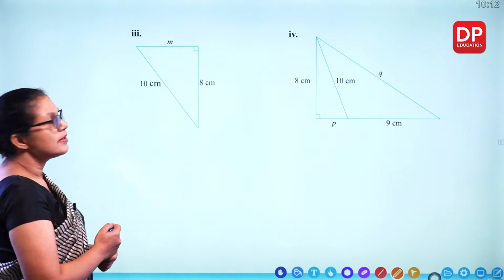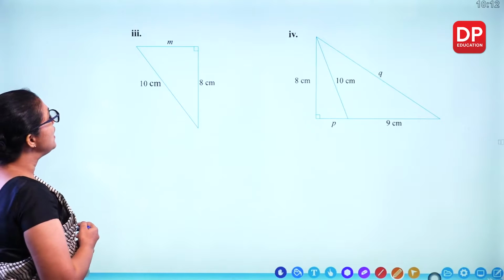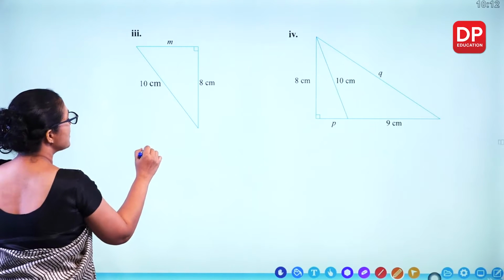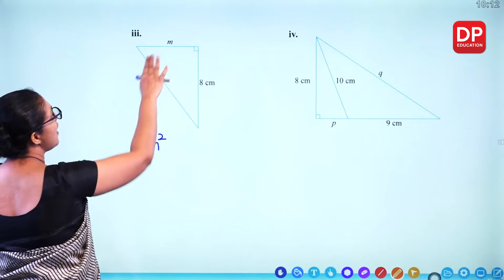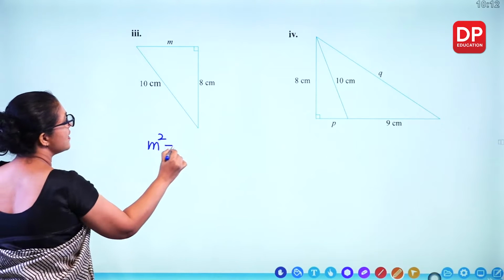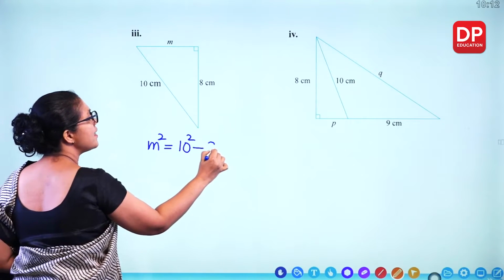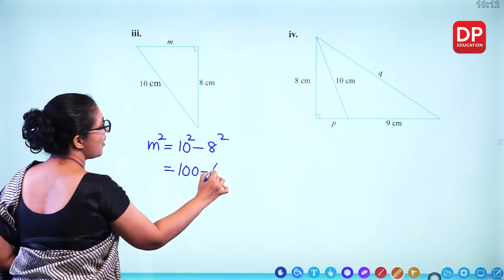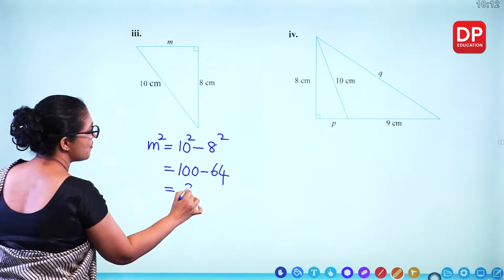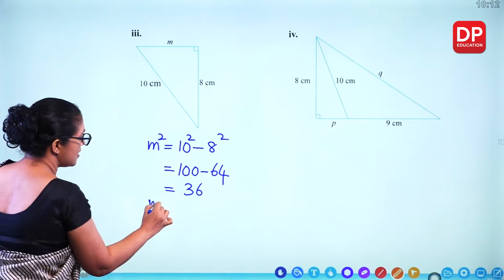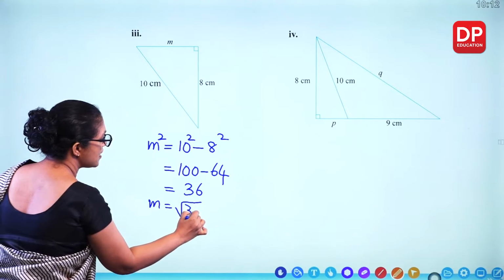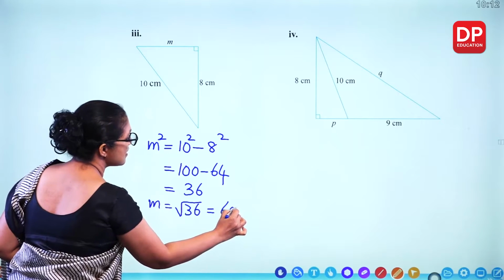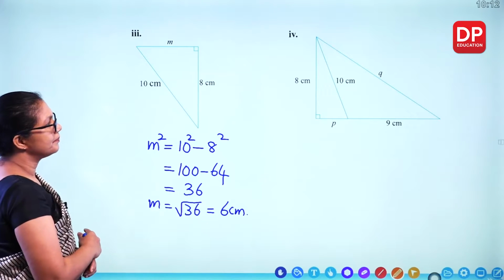This one, again right angle triangle. So we need to find out m. So what's m squared? That's not the hypotenuse. So hypotenuse is 10. So 10 squared minus 8 squared. 10 squared is 100. 8 squared, 64. When you subtract, you get 36. Take the square root of 36. That's 6 centimeters.